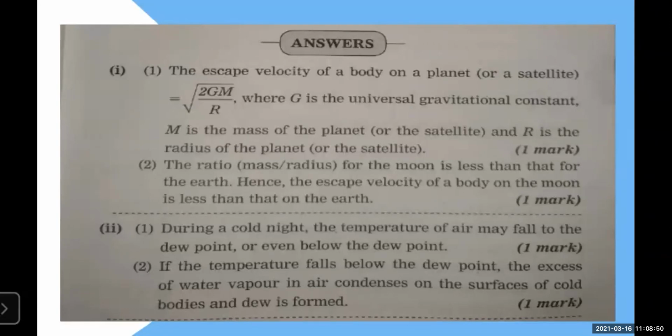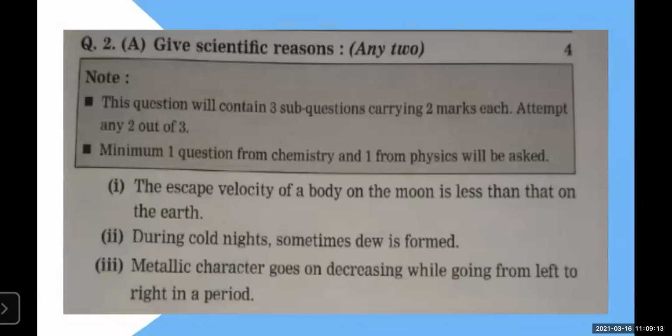Very simple. Remember the formula. Because the mass upon radius ratio of the moon is less than that of the earth, hence the escape velocity is also less for the moon than the earth. So 1 mark for 1 point you get, 2 marks. Understood?